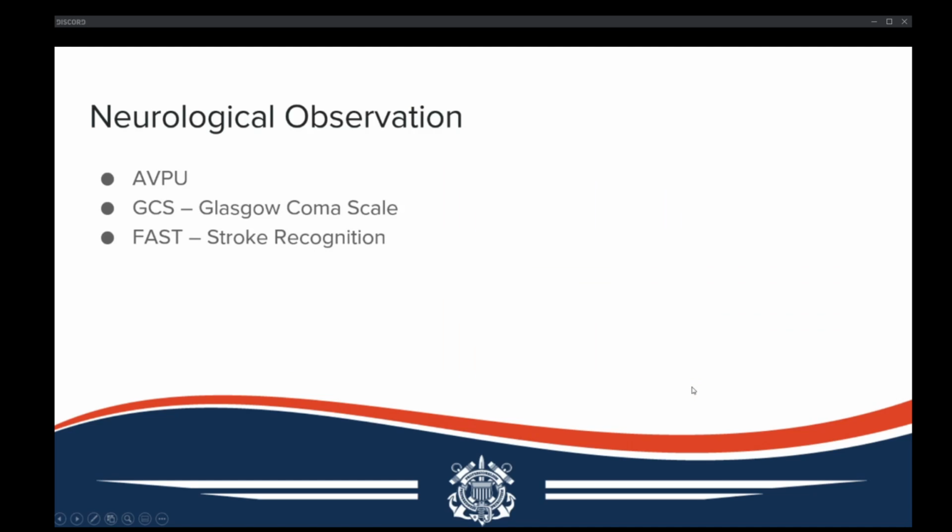Okay, so neurological observations. We mentioned AVPU earlier in assessing neurological states, but another one is the GCS, or Glasgow Coma Scale. Again, if anyone's into medical dramas or medical shows, you'll hear them say, he's got a GCS of 8, or something like that. It's a scale between 3 and 15 that measures consciousness in 3 different areas. We'll go over them in a second, and also the FAST acronym. I'm sure everyone's heard this for recognizing potential strokes.